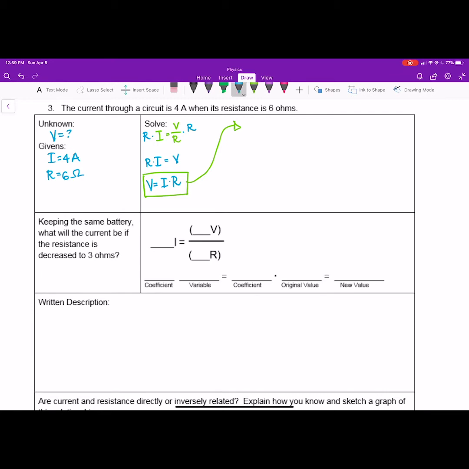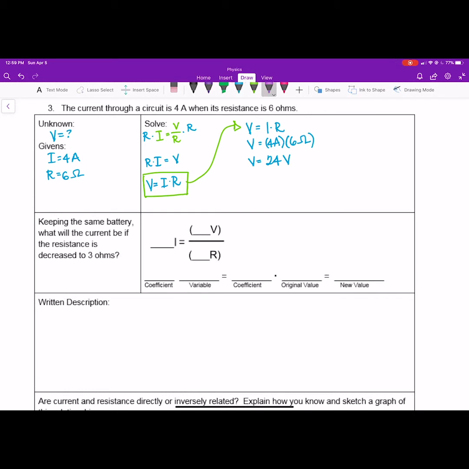So we have voltage is equal to I times R. Voltage is equal to 4 amps times 6 ohms. We're going to have a voltage of 24 volts.